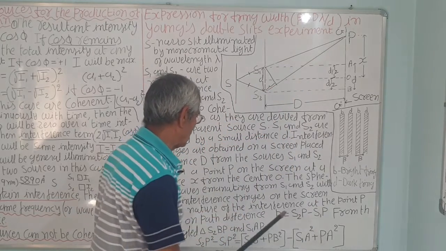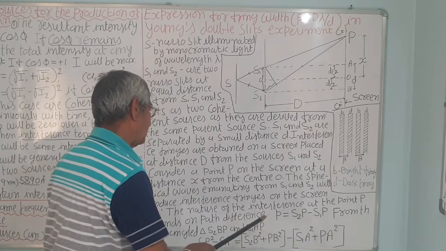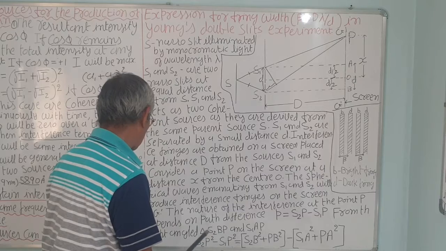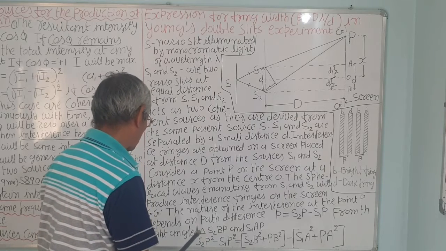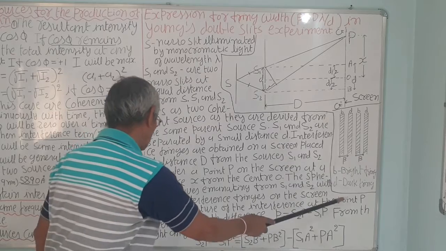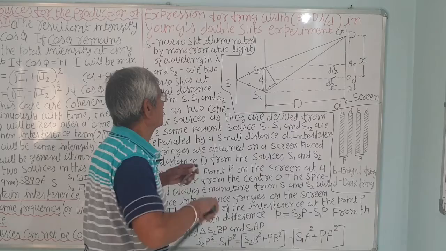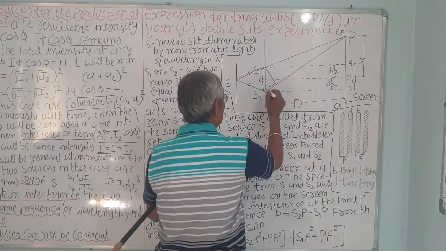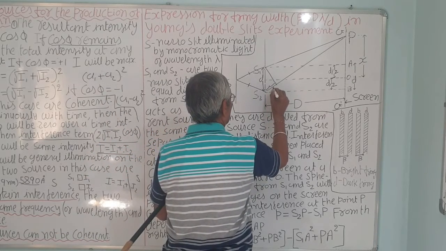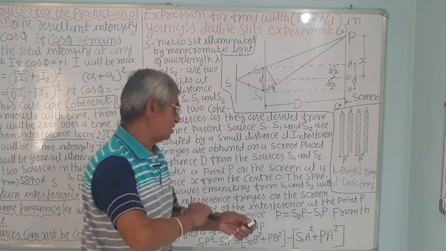If S2P minus S1P, let us calculate it, because the nature of the fringe, or interference, depends upon the path difference. Let us see this path difference. The path difference is small p: S2P minus S1P is p.